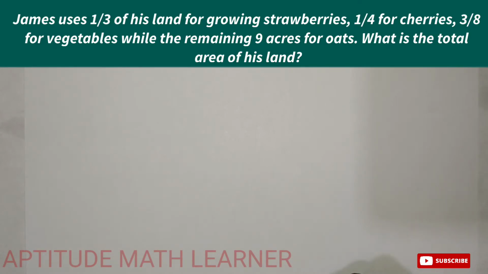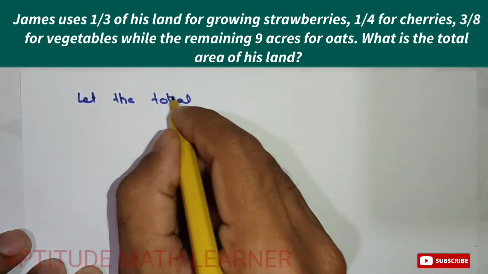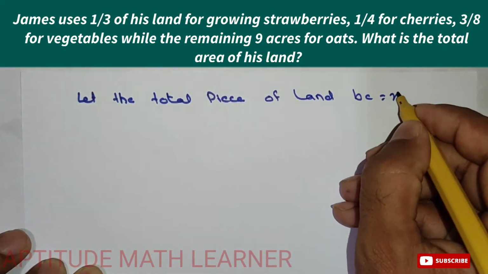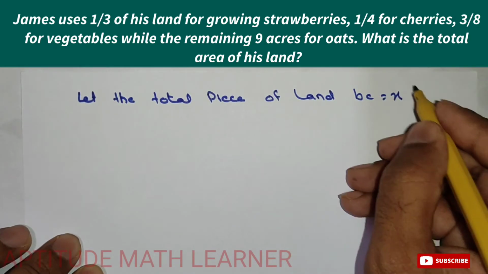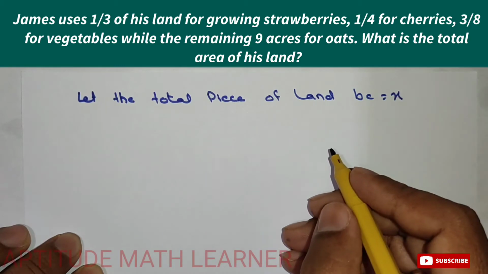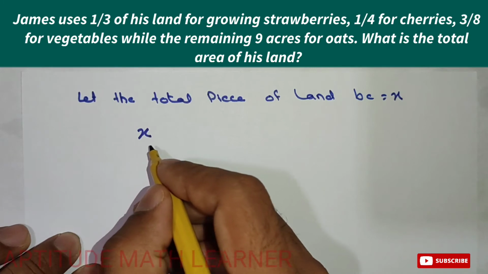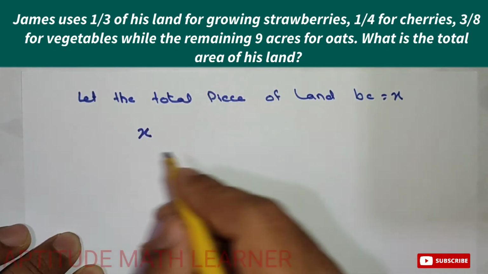So here the first thing we do is let the total piece of land be x. So we have just taken the area of the land, that is x. And now if you see, this is the total area. So we have just taken the total land for James, that is x.